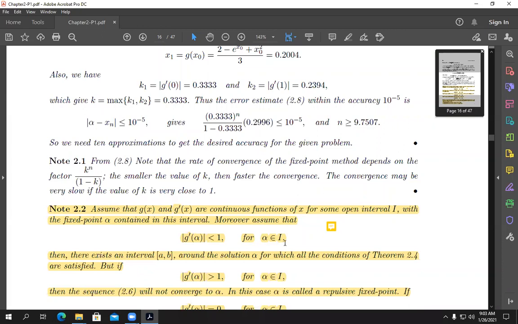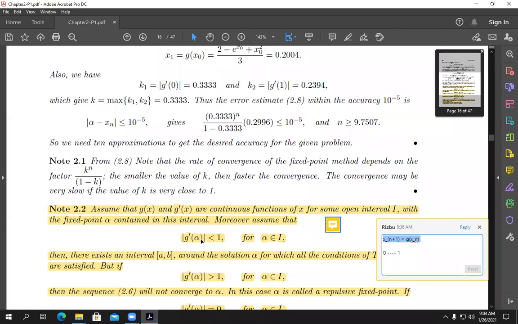What does method mean? This is the method you have: x n plus 1 equal to g of x n. This is the fixed point method. Please, this is not only for the fixed point here. If you are given x n plus 1 equal to something, please remember that something is always g of x n.